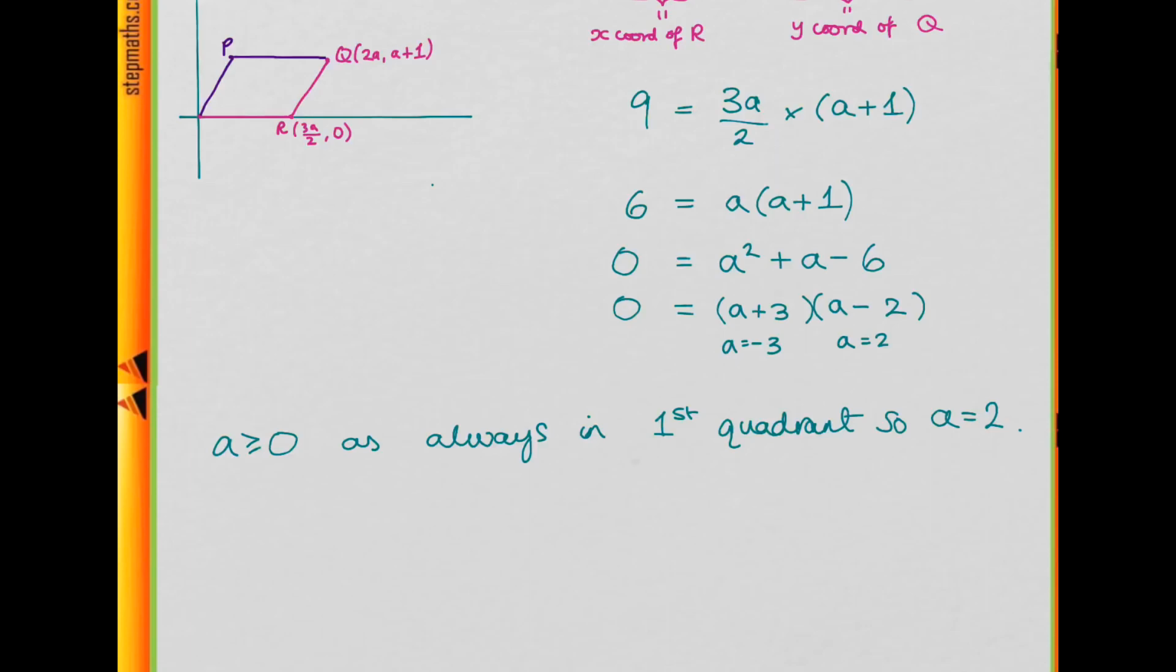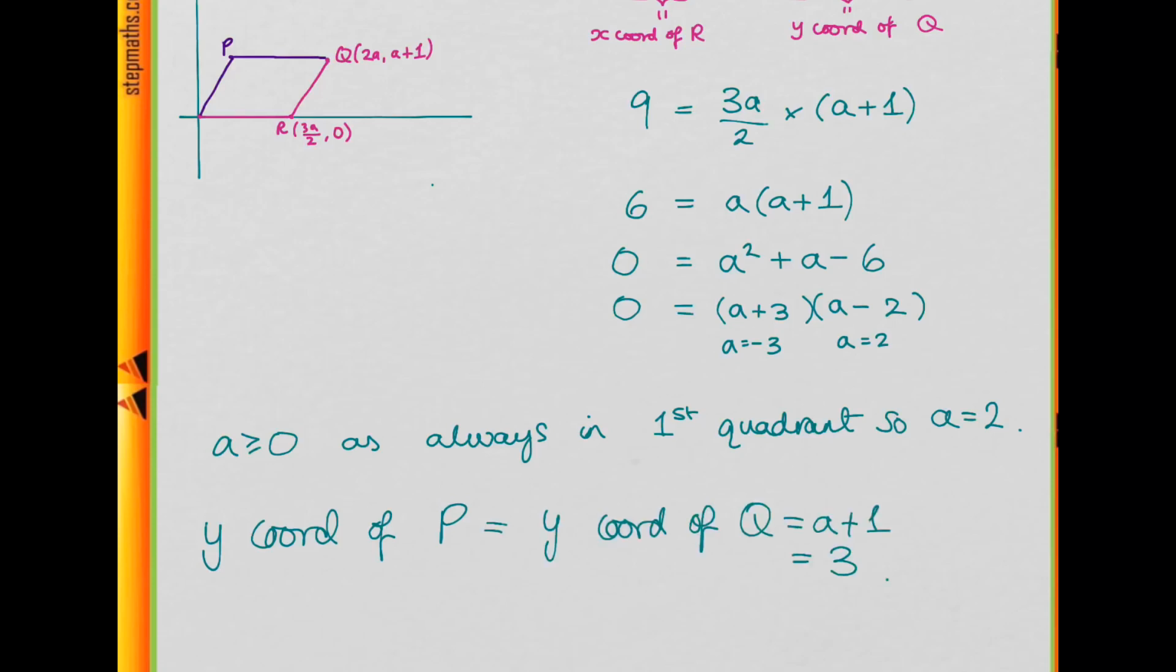Now we're ready to find the x and y coordinates of P. The first step is the y coordinate of P. We know that these two lines are parallel, so whatever the y coordinate of P is, it must be the same as the y coordinate of Q. And we now know that a is 2, so the y coordinate of P is a plus 1, which is 3.